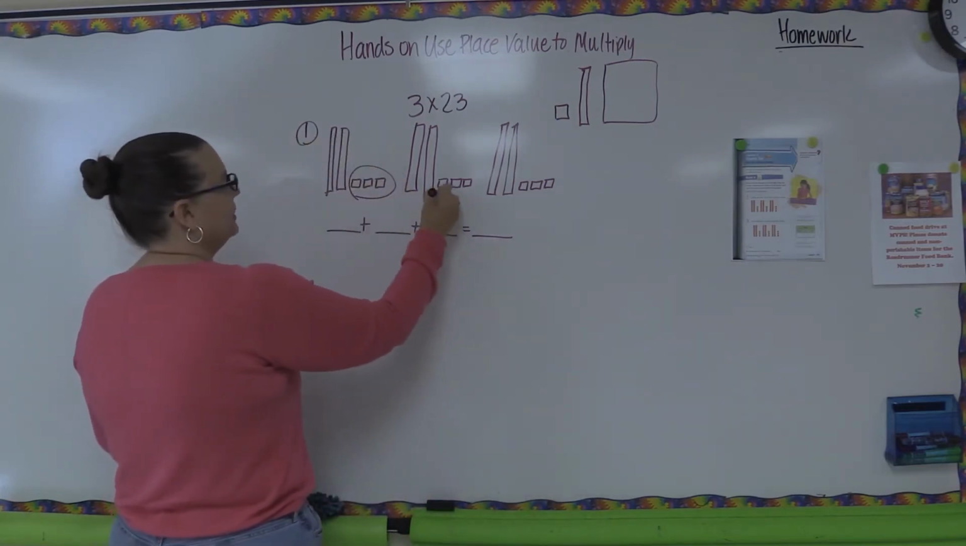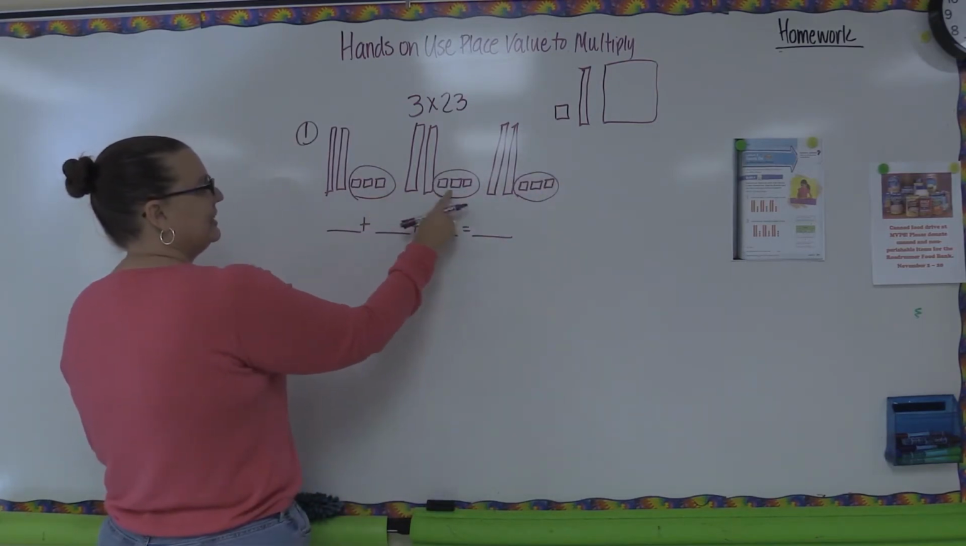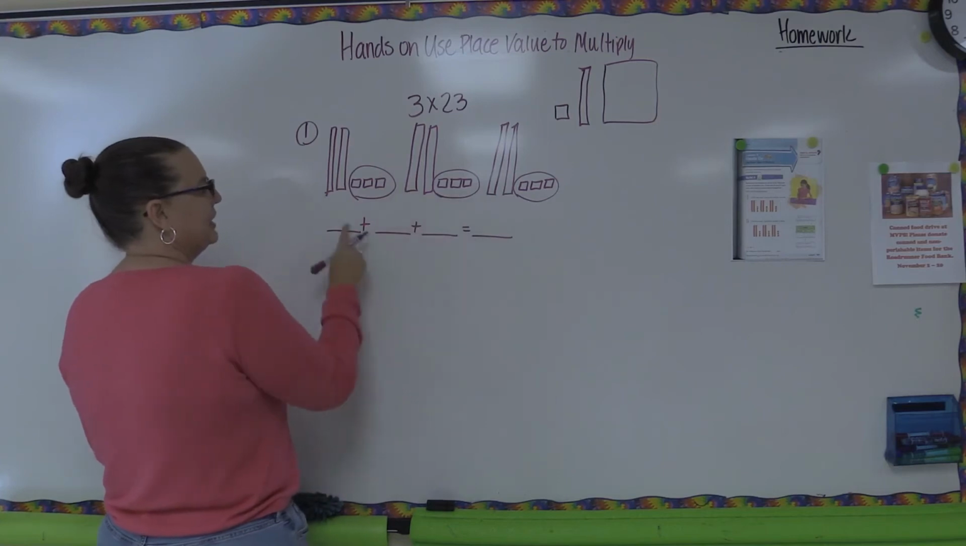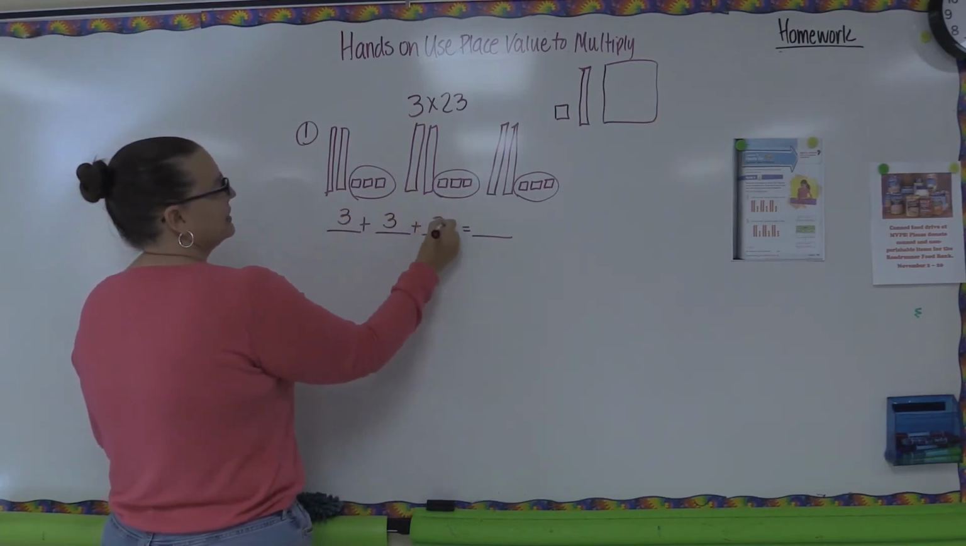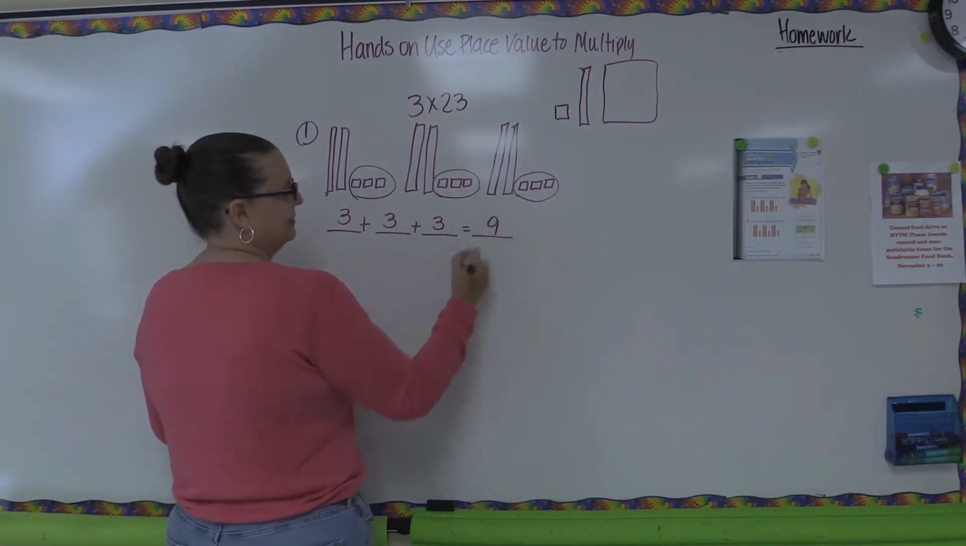So here's one group, and here's another. So I'm going to take the amount of ones that we've circled and place them into the blanks here. So each one of those spots has a total of 3 ones. And when we add those together, we get 9.